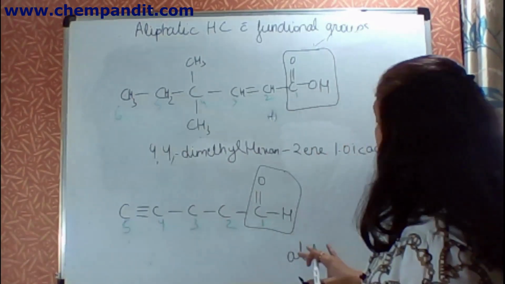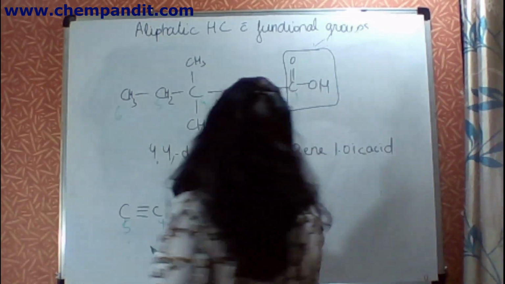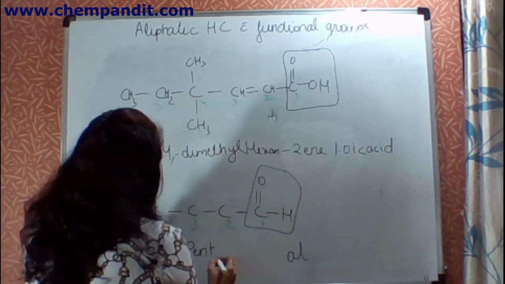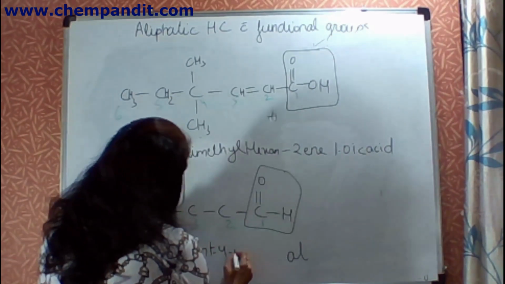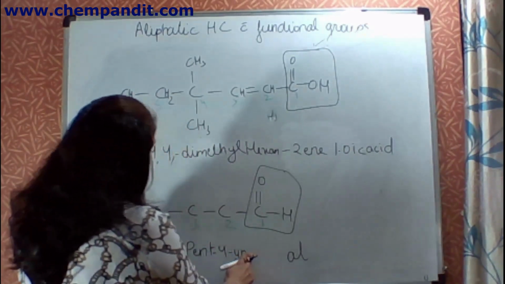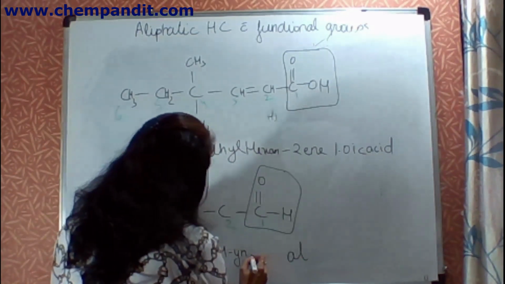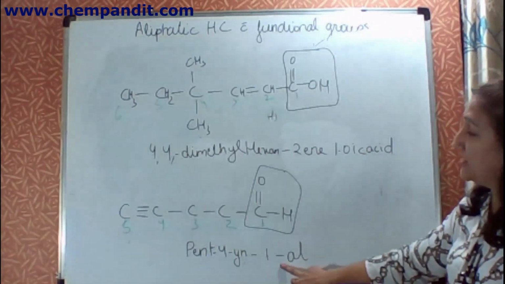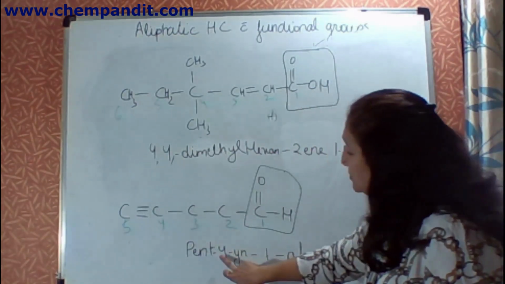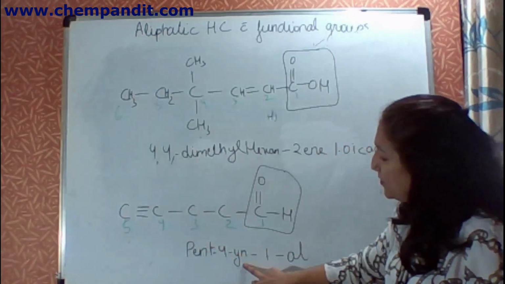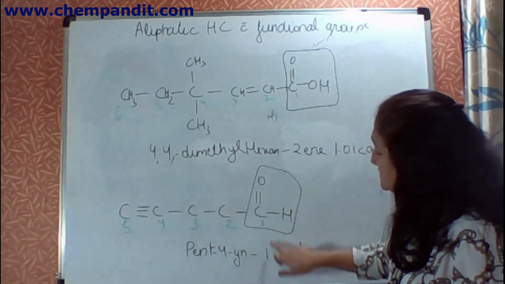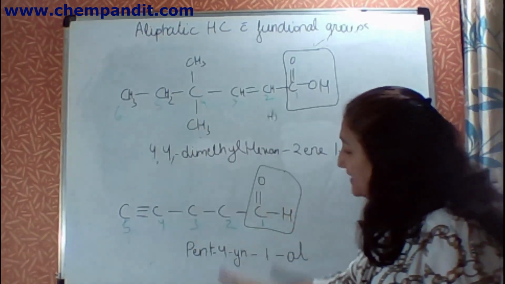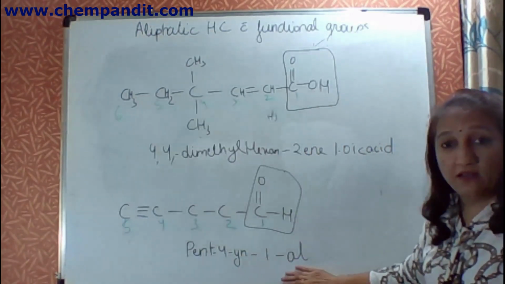Clear? So now the compound's name will become, since there are 5 carbons, pent-4-yne-1-al. I will not write the e. Pent, 5 carbon atoms. 4 is the position of triple bond. Yne for triple bond. 1 is the position of aldehyde group. And al is the suffix of aldehyde. So the final name is pent-4-yne-1-al.